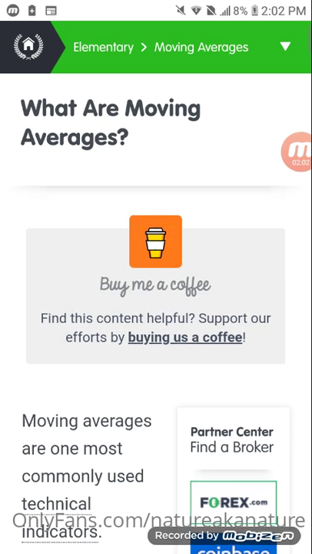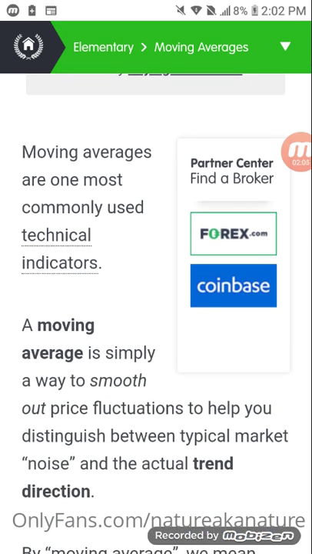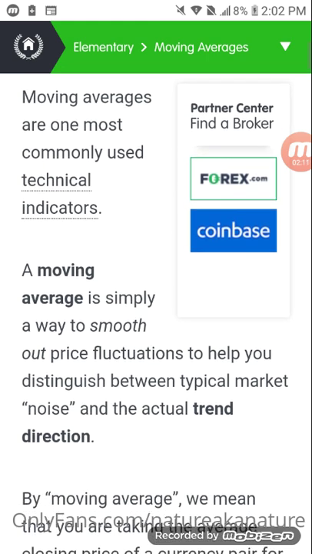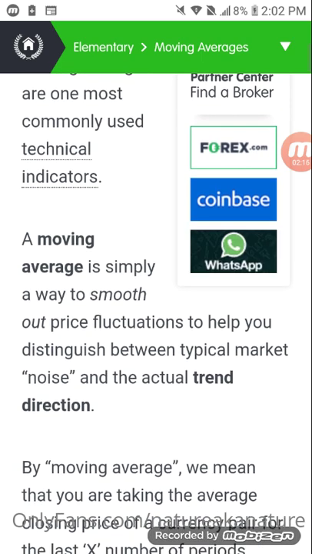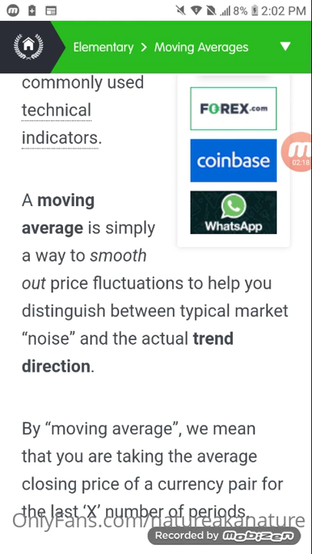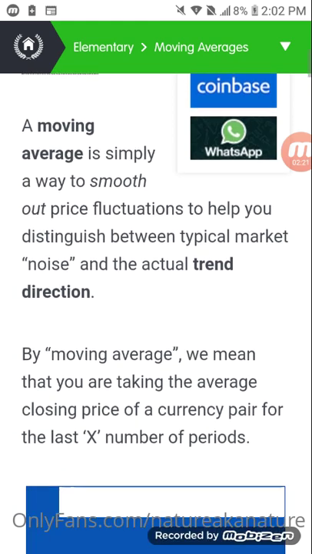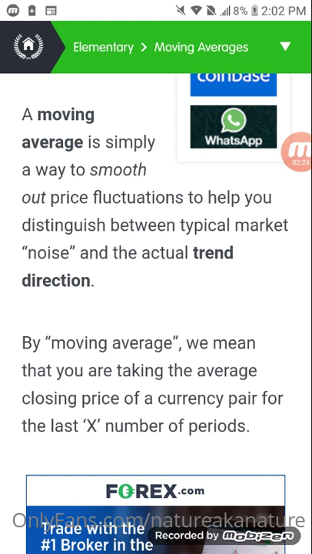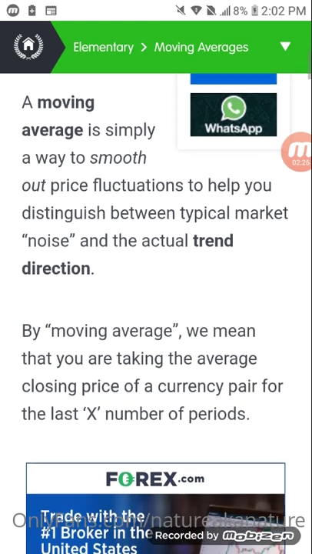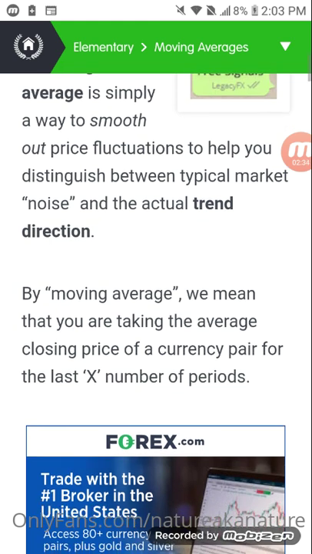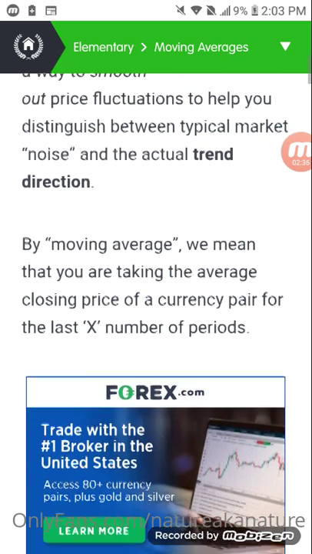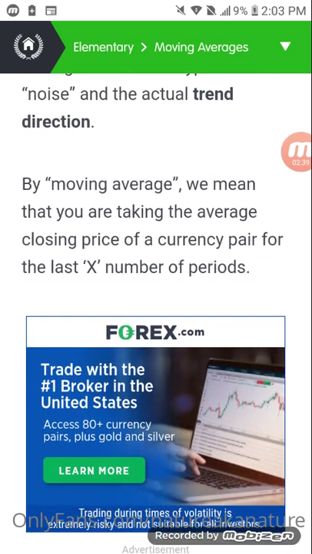So what is a moving average? A moving average is one of the most commonly used technical indicators. A moving average is simply a way to smooth out price fluctuations to help you distinguish between typical market noise and the actual trend direction. It helps you to identify the actual trend direction. By moving average, we mean that you are taking the average closing price of a currency pair for the last X number of periods.